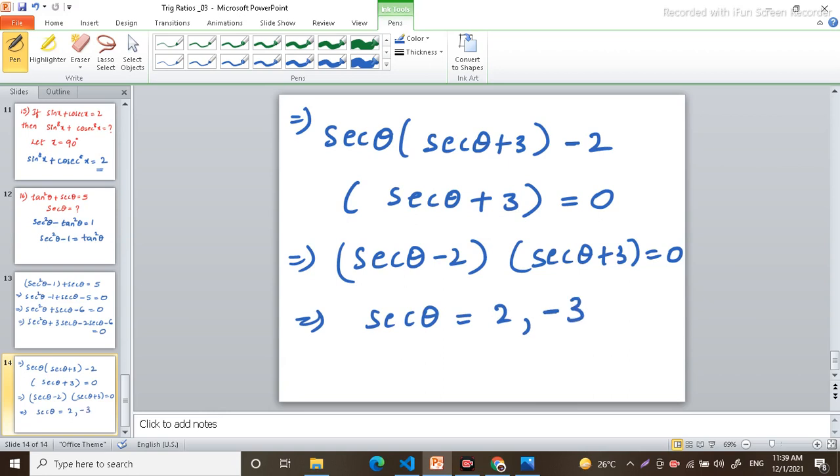This is the value. In the options only plus 2 is there, minus 3 they didn't give. So according to the options, the secant theta value is 2. In the options they gave the value 2, so the answer will be 2.